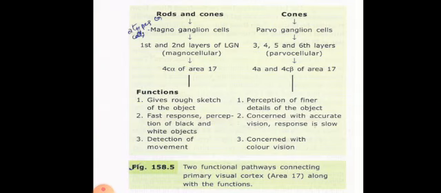Now if you look at cones, the impulse coming from the cones is picked up by the parvoganglion cells through the 3, 4, 5 and 6th layers, the parvocellular layers, and it reaches the 4A and 4C beta of area 17. That helps in the perception of finer details of the object, and it's concerned with accurate vision, but the response is slow, and the most important thing is that it takes care of color vision.